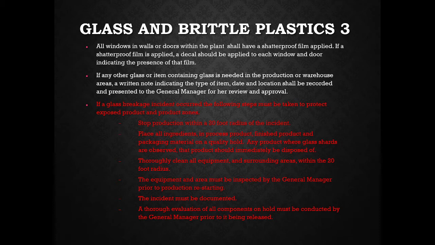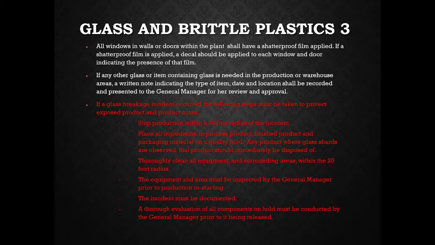If a glass breakage incident occurred, the following steps must be taken to protect exposed product and production zones. You must stop production within a 20-foot radius of the incident. Place all ingredients, in-process product, finished product, and packaging material on a quality hold. Any product where glass shards are observed should immediately be disposed of.